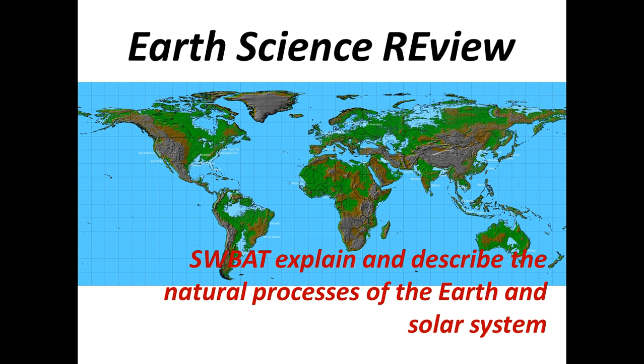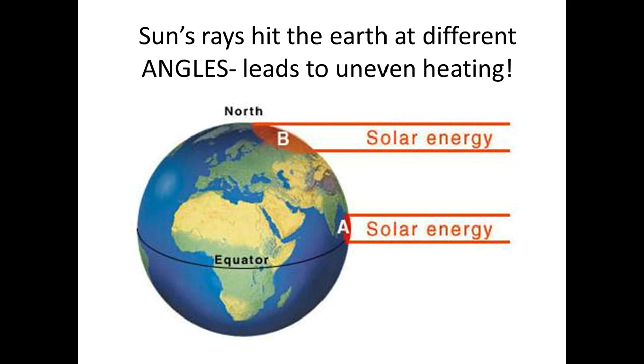So let's get into this Earth Science review and take a look at your last quiz before we move on. First thing we need to note is that the sun's rays hit the Earth at different angles. This is what leads to the uneven heating of the Earth's surface.